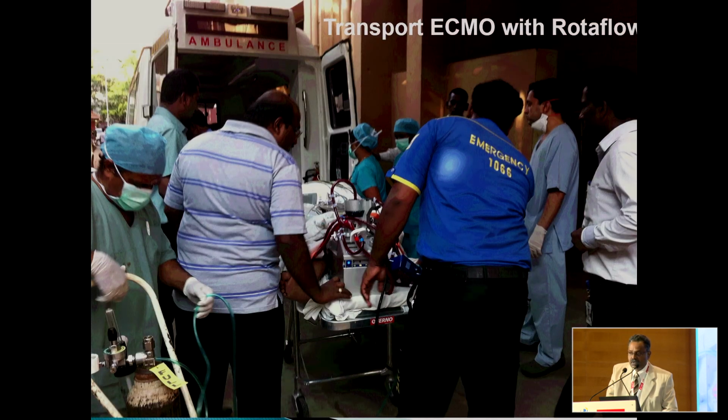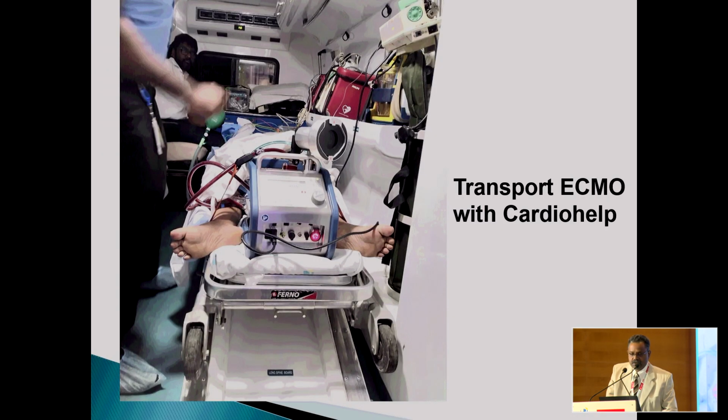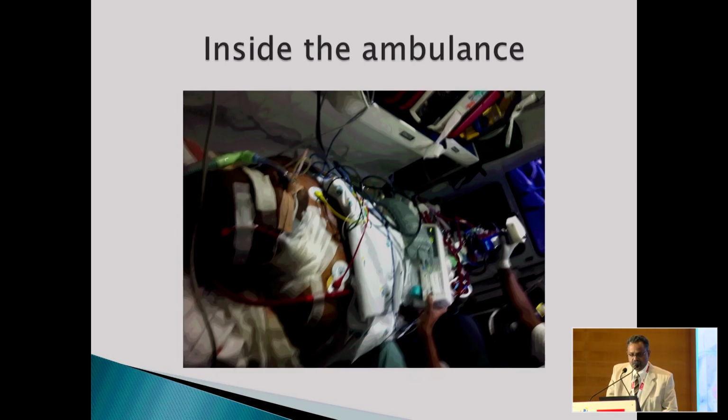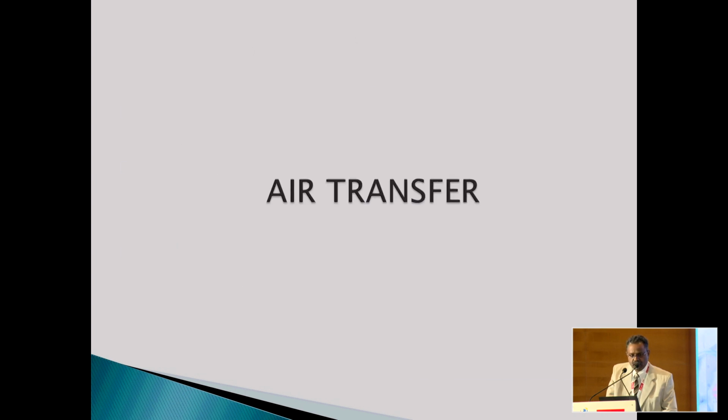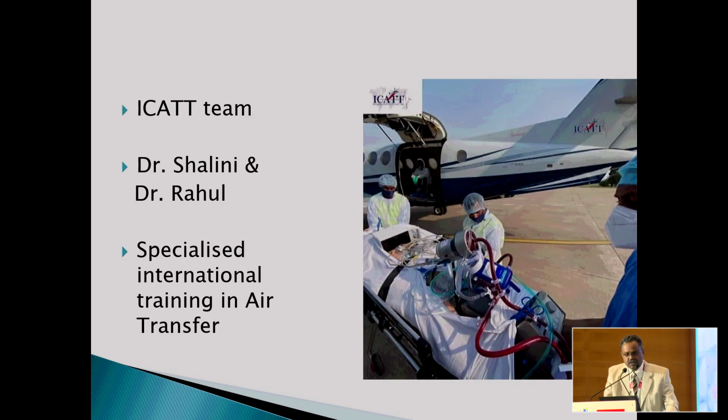ECMO transport can also be done with Rotaflow, and also the Cardiohelp, which is a very sleek machine through which the patient can be transferred. Inside the ambulance there is space like this, where we position the patient. Sometimes we request the government, and they are kind enough to provide a green corridor so that the shifting can happen quickly.